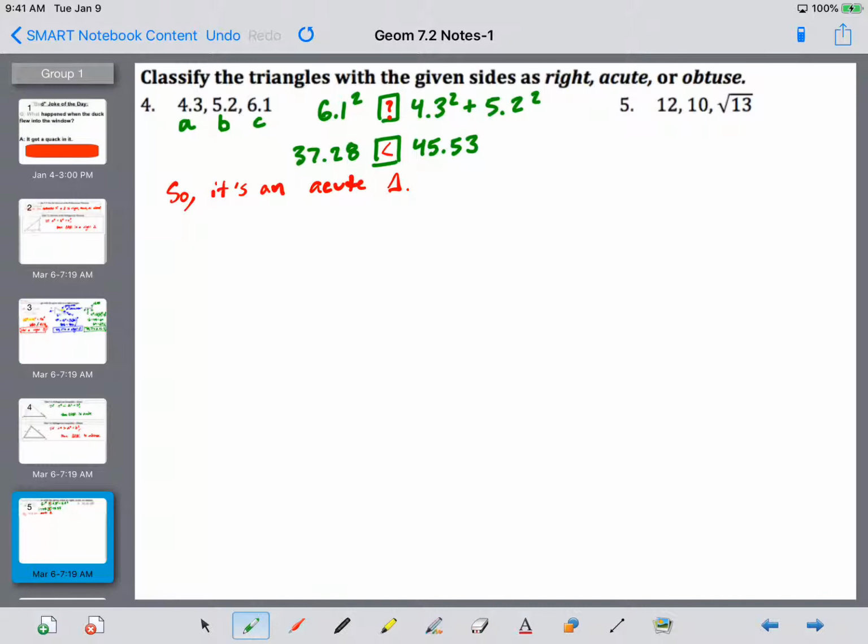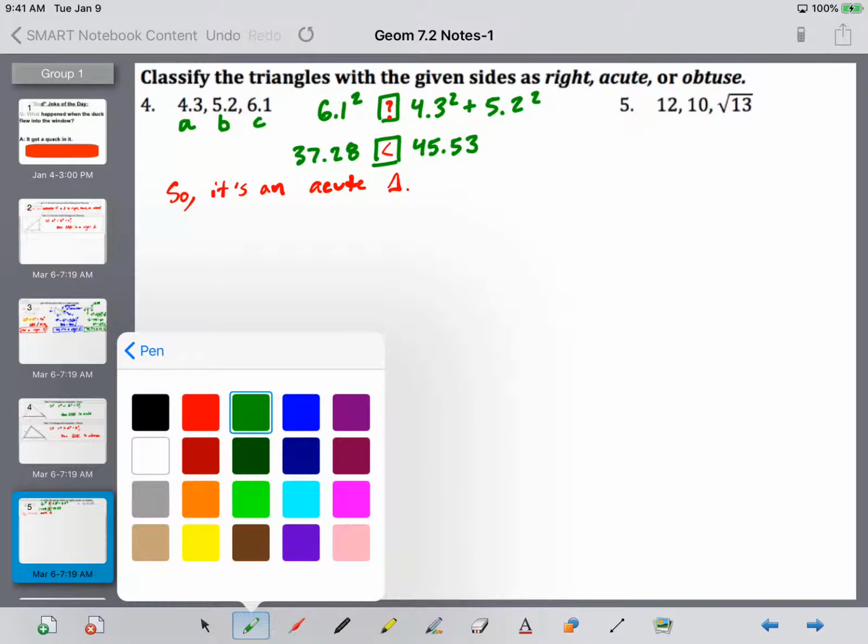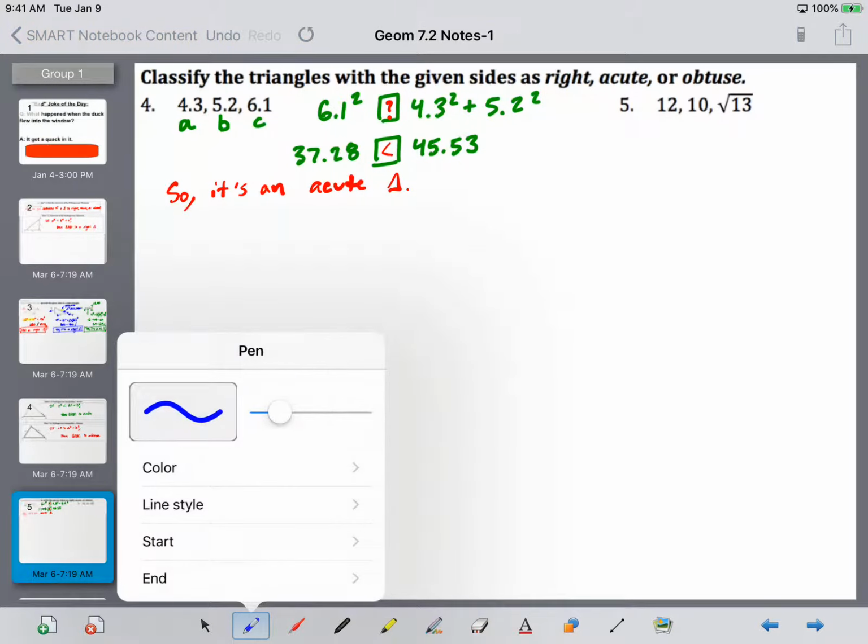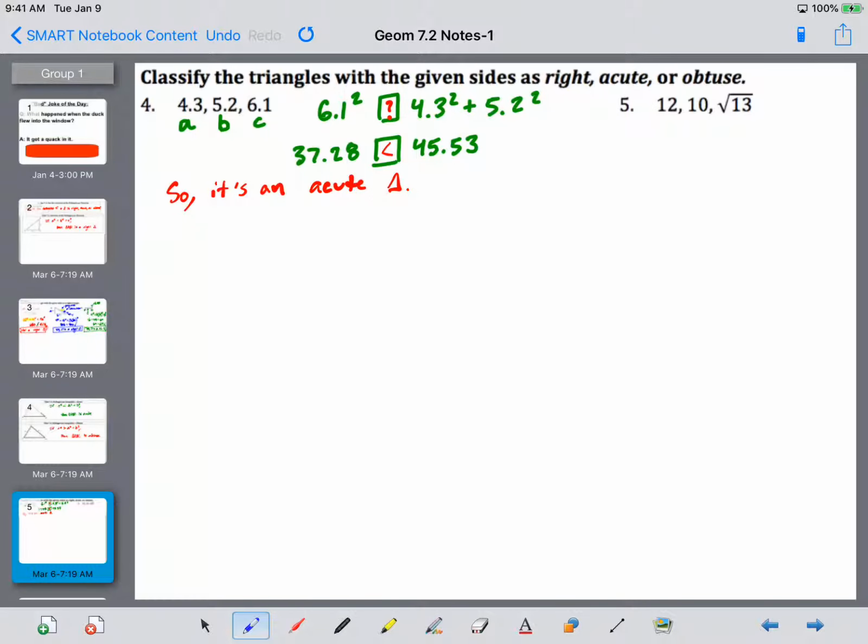All right, now let's try a second problem. Here, we'll do blue. Let's plug in this square root of 13 to see what that gives us. If you plug that in, you get about 3.6. So that tells me not the longest side. I need to use it as a leg. All right, so the 12 is definitely longest. That's going to be my C. And then I'll say 10 is A, and then the square root of 13 is B.